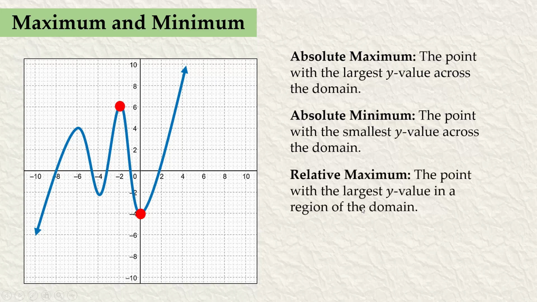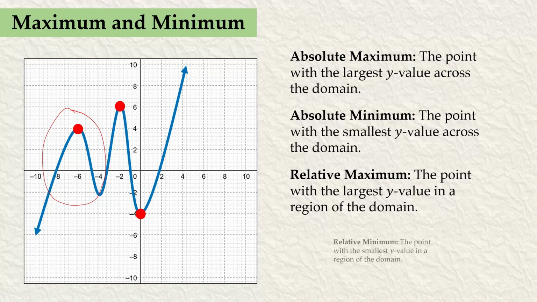Now we also have what we call relative maximum. This is the point with the largest y value in a region of the domain. So you will just compare this to the other points given a certain part of the graph. In this case, let's say this is the portion of the graph we're talking about, then the relative maximum is at negative 6 and 4.